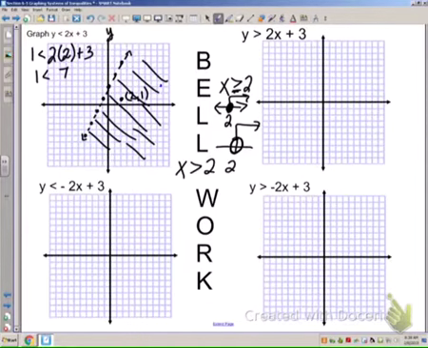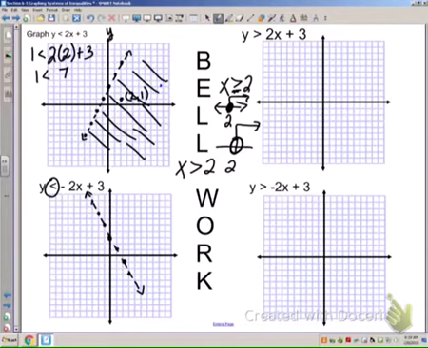Same thing on this line. I want to start off at a positive 3. My slope tells me to go down 2 over 1, down 2 over 1, down 2 over 1. Tells me to go up 2 and over 1 in this direction so that I have a negative slope. Once again, it's not equal to, it's just y is less than. So I'm going to do a dashed line to show that I'm not including the line. I don't want any of the points on my line, but I want to make sure that I know that's where the line is.